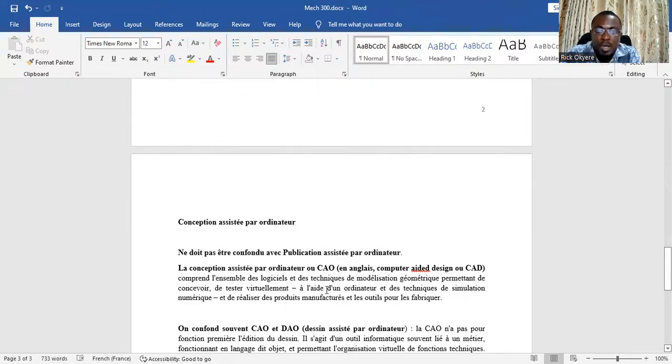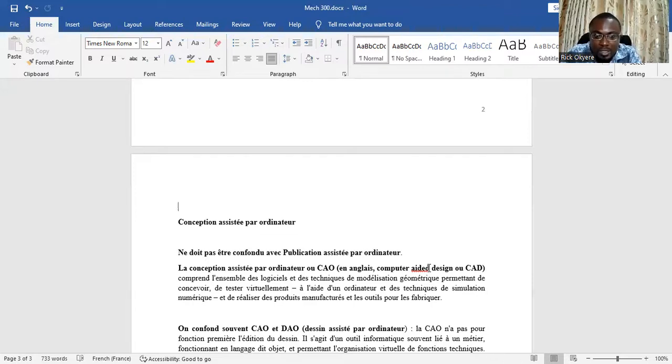So the English version of CAO is computer aided design. That is AutoCAD. CAD, computer aided design, CAD. So the French version is CAO. La conception assistée par ordinateur, okay? Conception assistée par ordinateur. That is CAD, okay? CAD's French version is CAO, conception assistée par ordinateur. You need to know the French version as well as the English version.